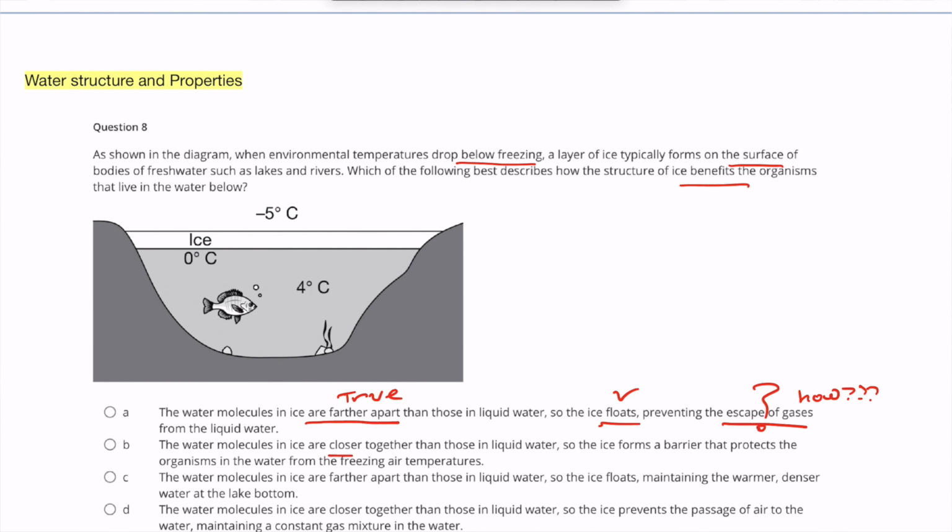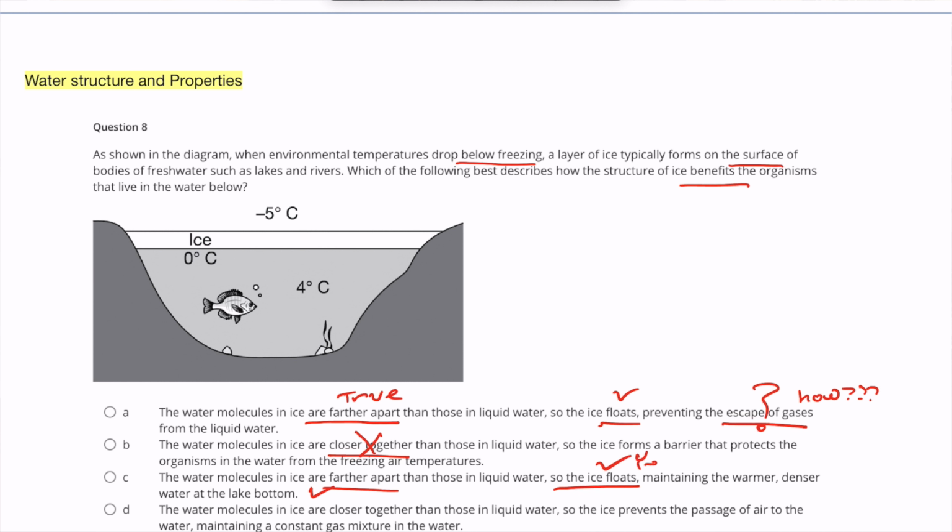The water molecules in ice are closer together. Well, we can eliminate that. It's not closer together. Ice is farther apart. So I'm going to skip B. C says the water molecules in ice are farther apart. So I'm going to read that because it does sound like it might be going somewhere. The water molecules in ice are farther apart than those in liquid water.